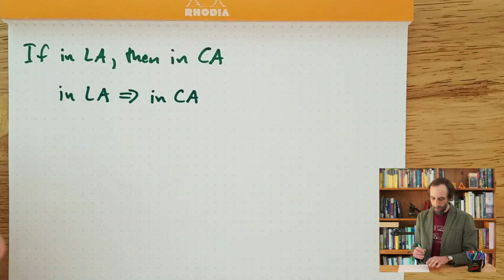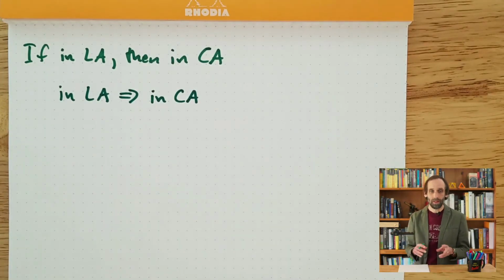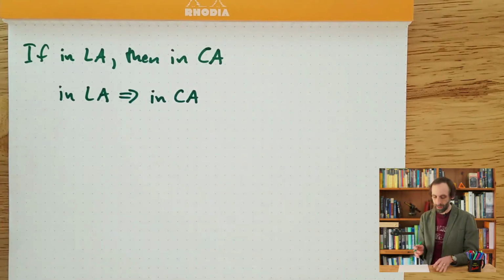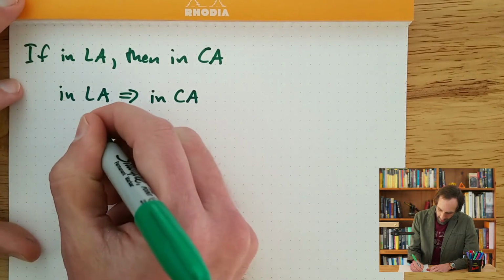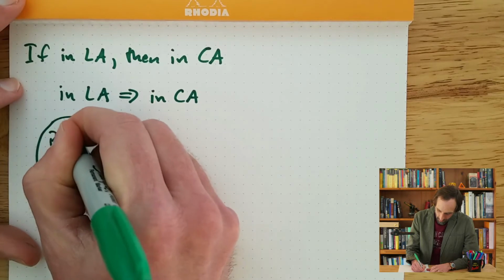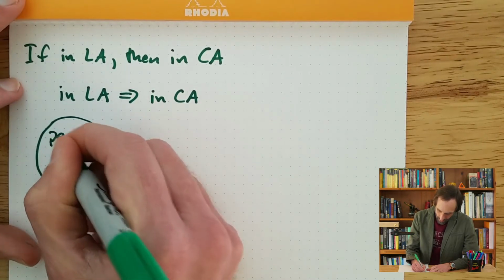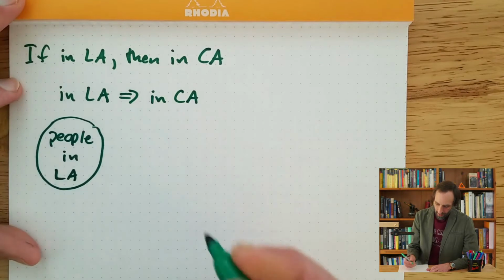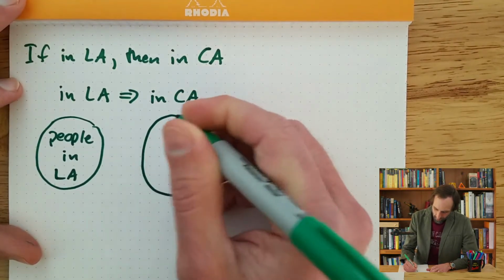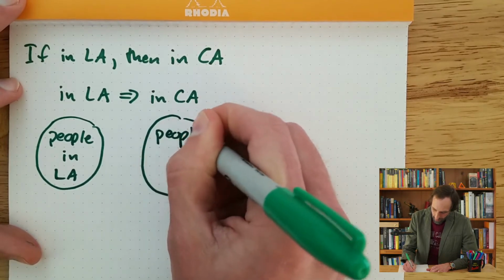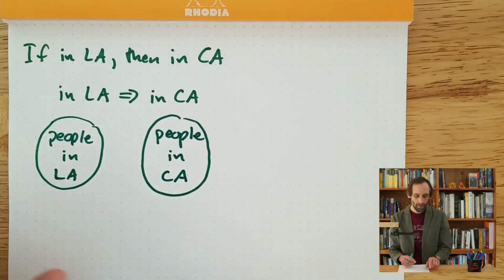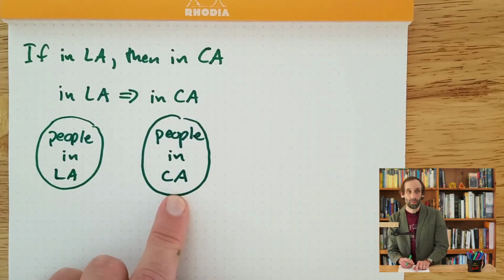Okay, so if we look at this conditional, there are two relevant sets that we can talk about. One of those sets is people in LA. And the other relevant set is people in California, right? So we have the set of people in LA and the set of people in California.